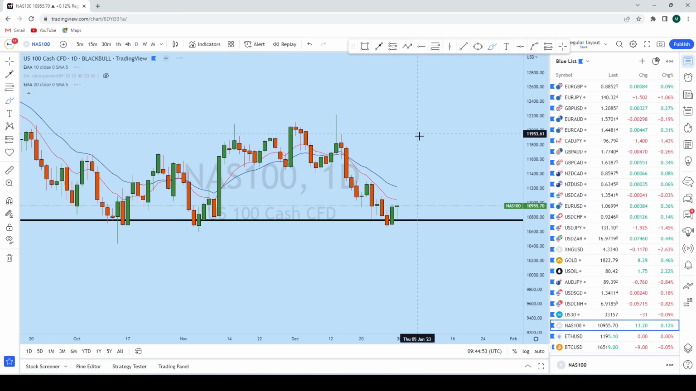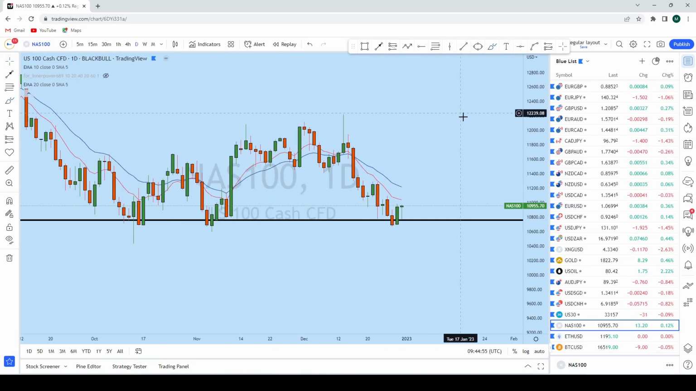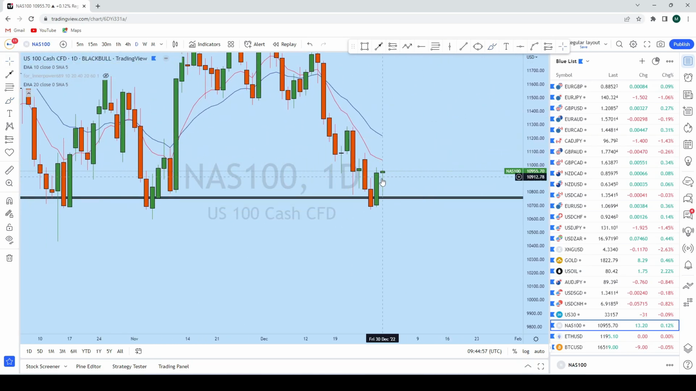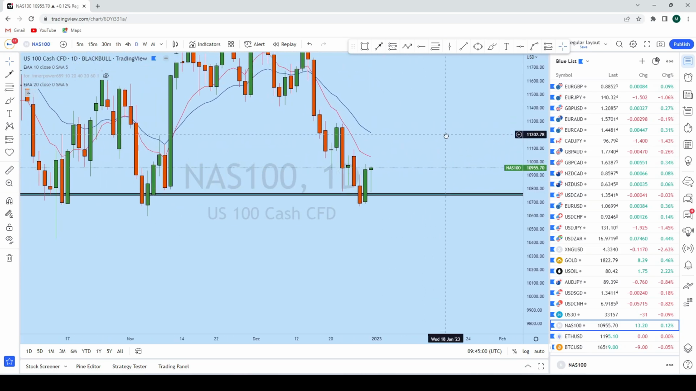If we look at daily, we see that like the US30, it also has created a doji on the daily perspective.